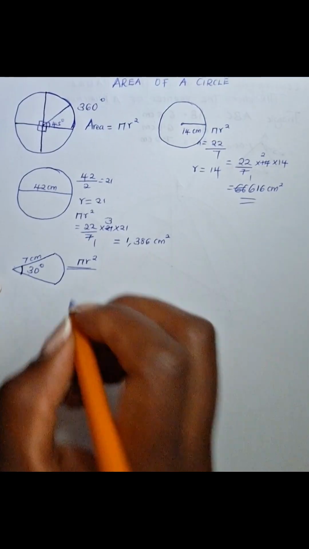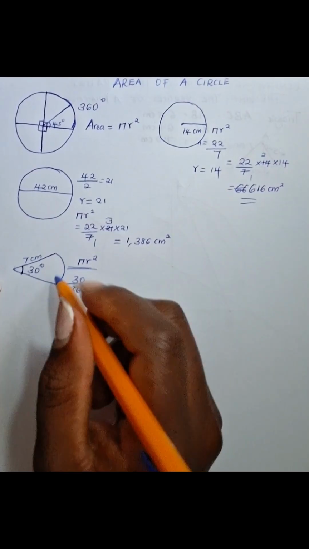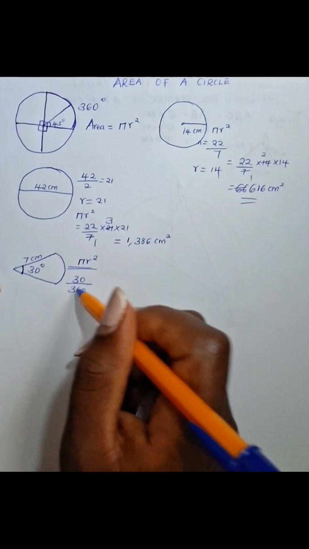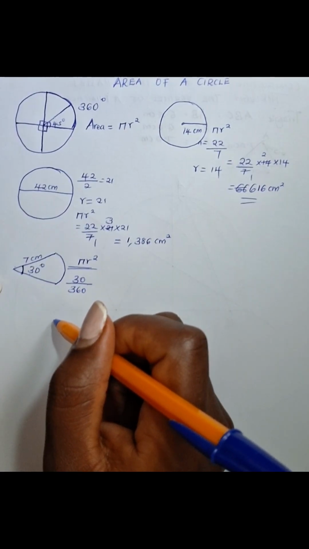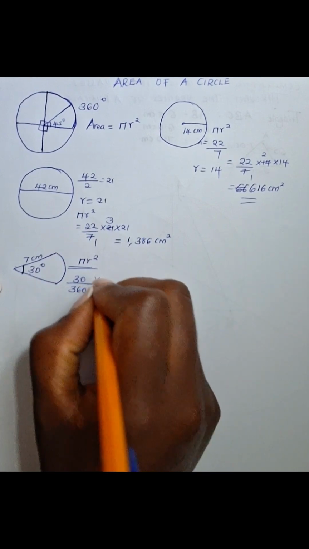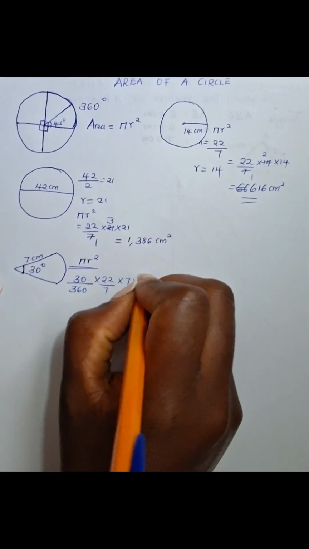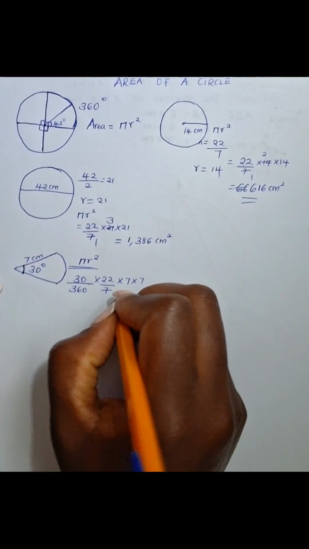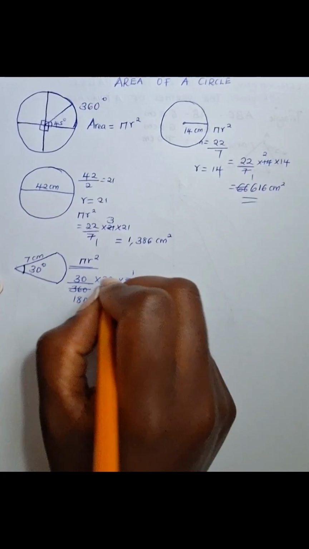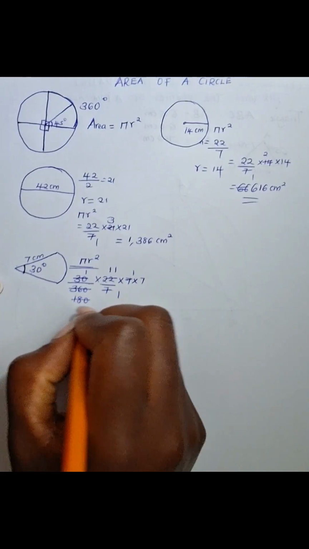So you just take 30 over 360, because I want to know the portion of a circle which is 30 degrees out of the whole 360. What is the area of that part? So 30 over 360, then you multiply by 22 over 7, then you multiply by 7 by 7. So 7 into 7, 1, 7 into 7, 1. By 2, 180 by 2 is 11. By 30, 1, by 30, 6.